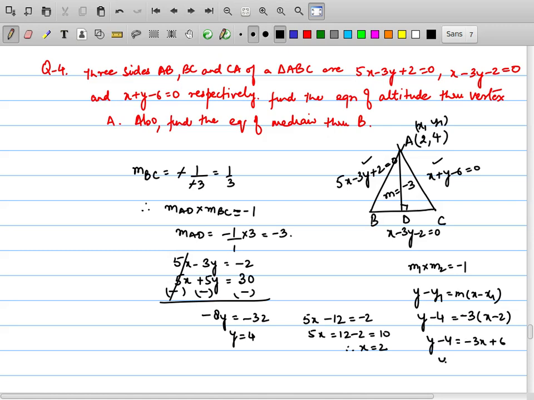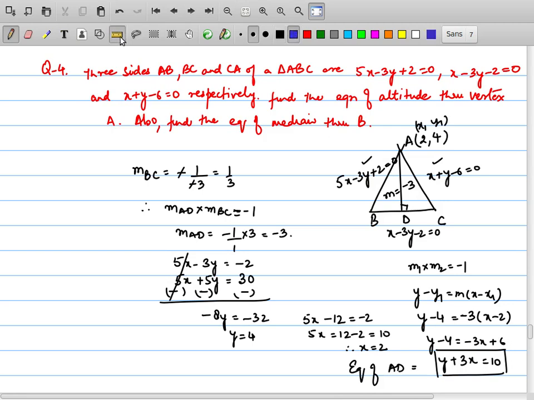Therefore, 3x goes on the left side. y plus 3x, 4 on the right side, we have 10. This is the equation of AD. And what is AD? AD is the altitude through vertex A. This is part 1. Now, part 2, also find the equation of median through B.